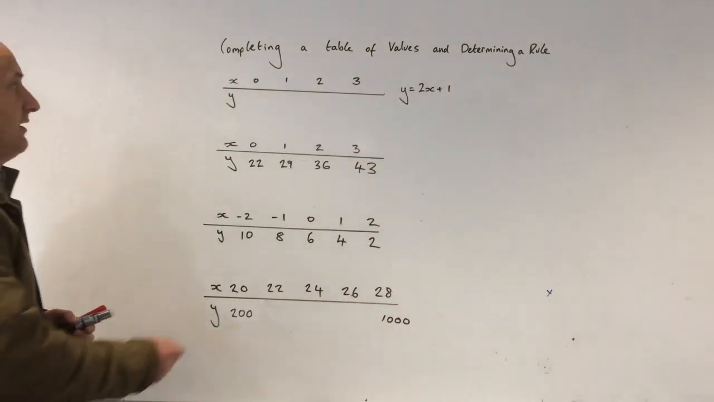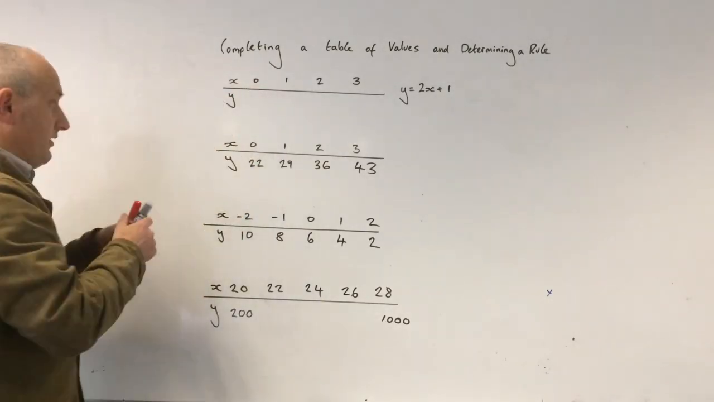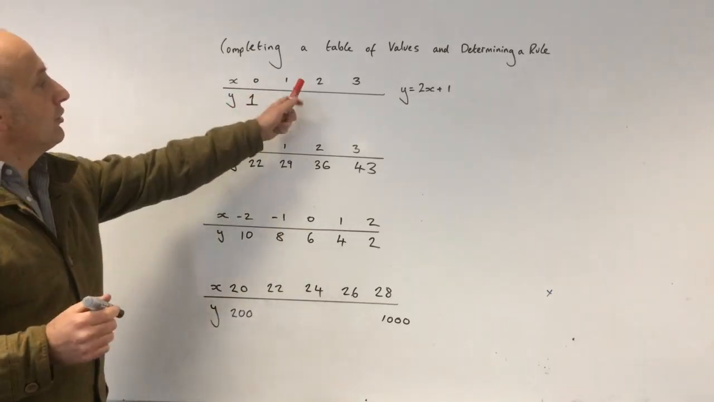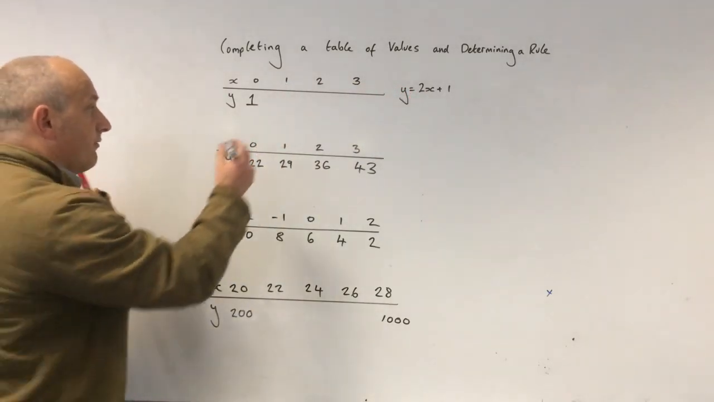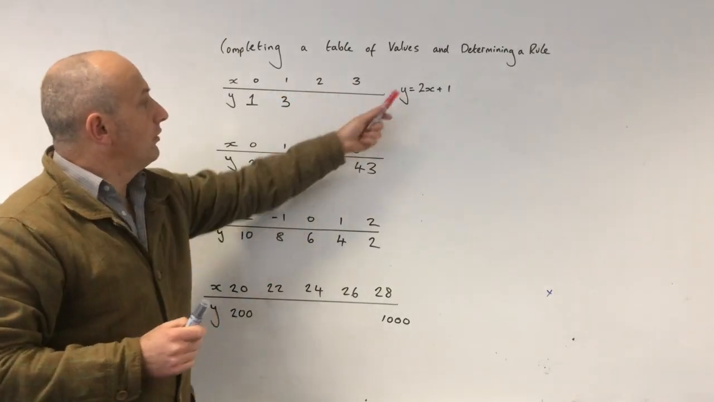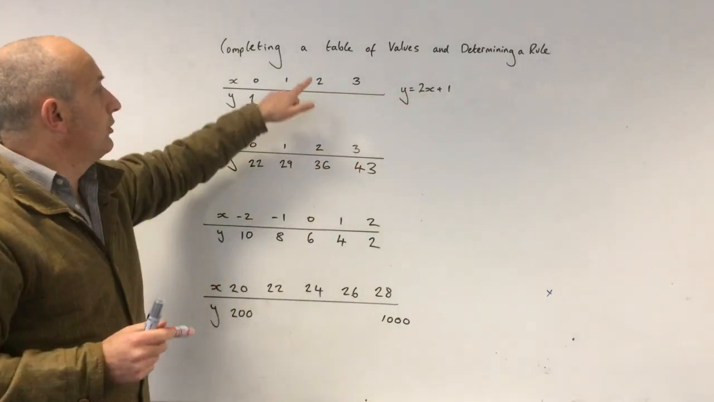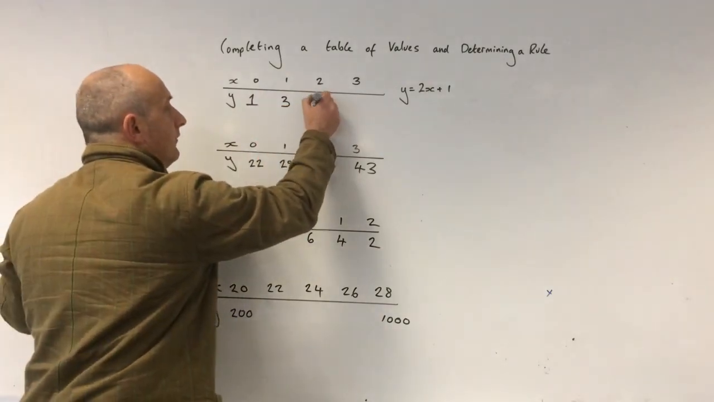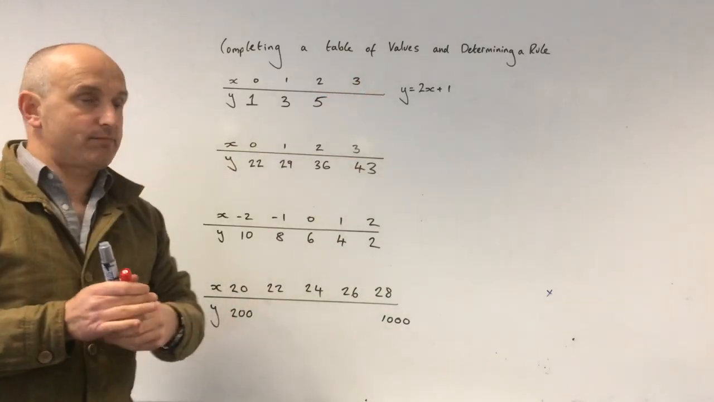So let's just do this. 2 times 0 is 0, plus 1 is 1. 2 times 1 is 2, plus 1 is 3. The y value is 2 times the x value plus 1. 2 times 2 is 4, plus 1 is 5. 2 times 3 is 6, plus 1 is 7.